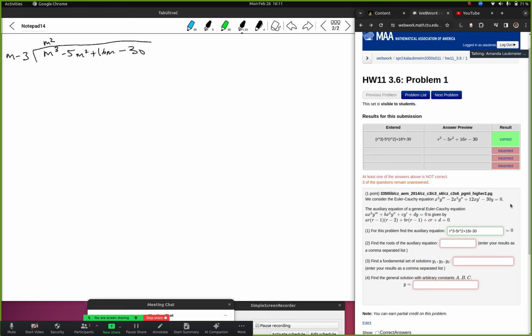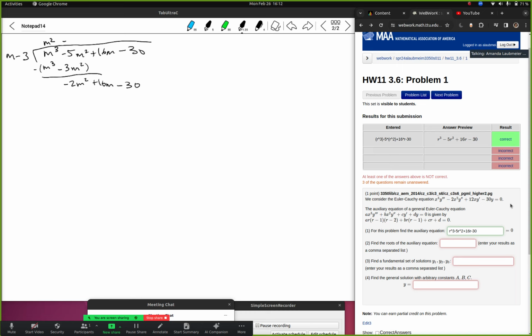So first, to get rid of my m cubed, I'm going to have a factor m squared minus 3m squared. So that's going to give me minus 2m squared plus 16m minus 30 left over. That minus was for that term in parentheses. So this became minus 5 plus 3, which was minus 2.